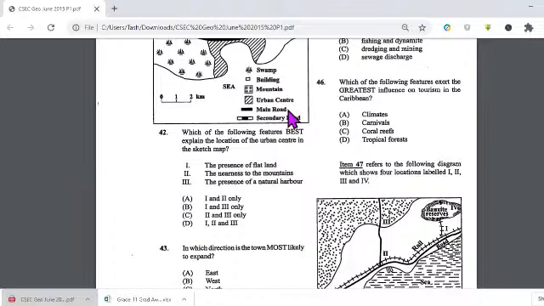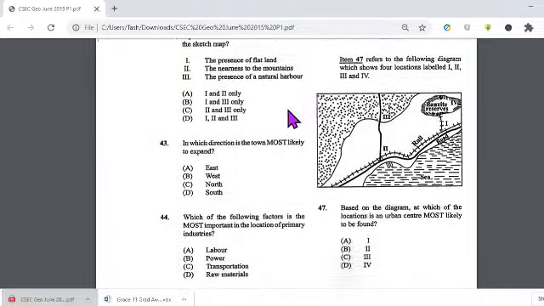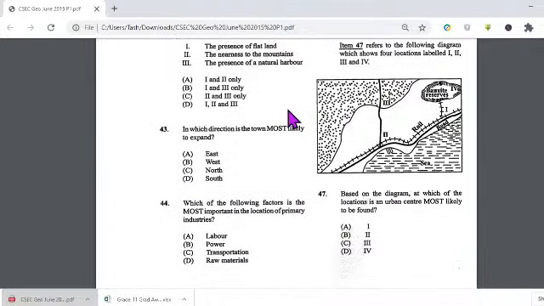So 43 is letter A. 44. Which of the following factors is the most important in the location of primary industries? So, primary industries, those are what you call your extractive industries. It means you are getting your materials from the natural resources of the land itself. So, which of the following factors is the most important in the location of primary industries?